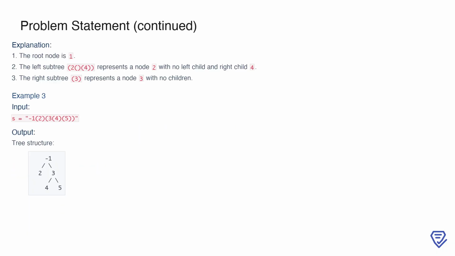In the second example, the input string is S equals 1(2()(4))(3). The root of the tree is 1. The left subtree, defined by 2()(4), indicates that 2 is the left child of the root, with no left child of its own, but it has 4 as its right child. The right subtree, 3, shows that 3 is the right child of the root and does not have any children. This results in the tree structure shown here.